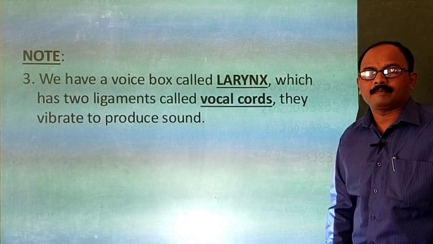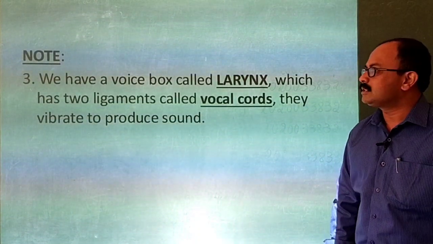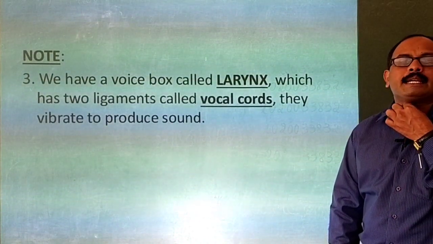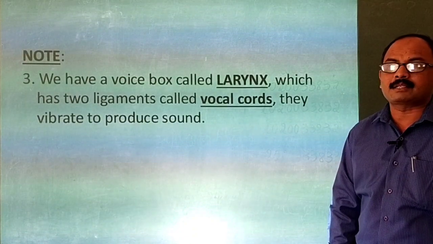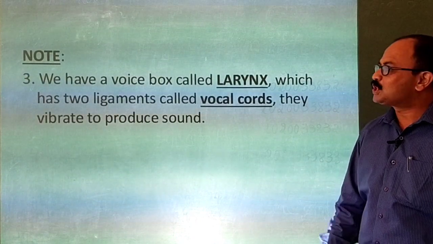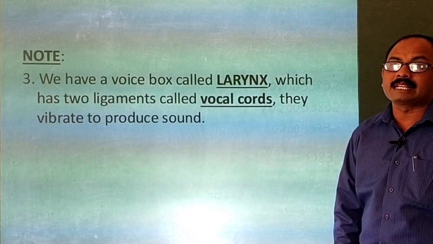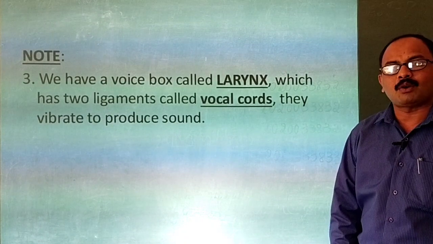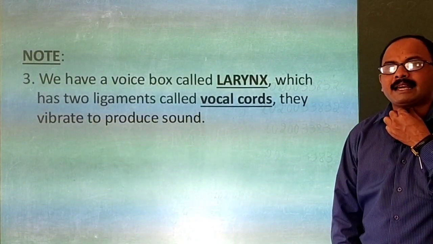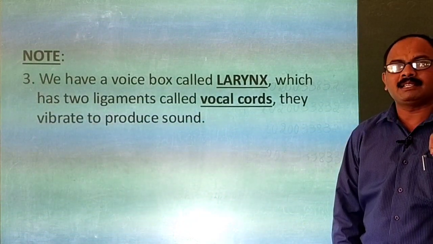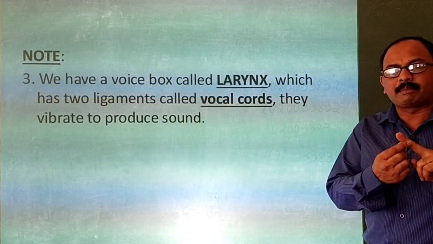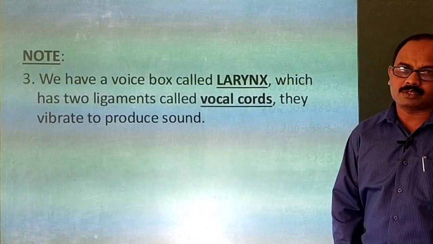The third one, as we have discussed earlier, children, we have a voice box. A voice box is known as the larynx. The larynx has two ligaments, children, called vocal cords. When the vocal cords vibrate, sound is produced.